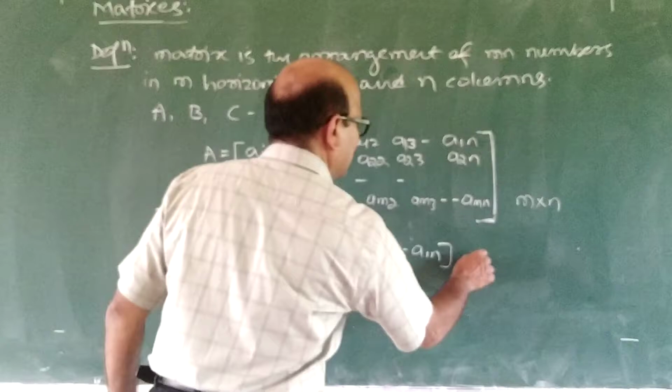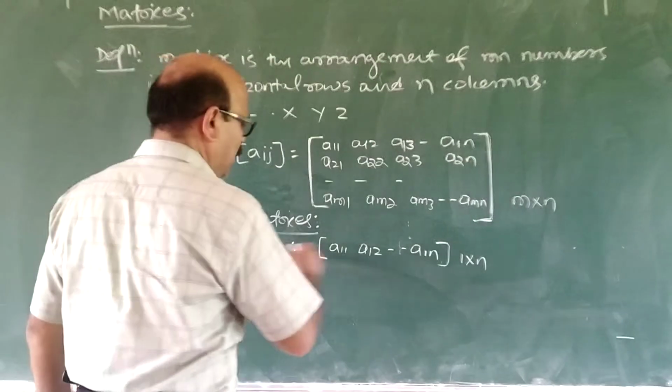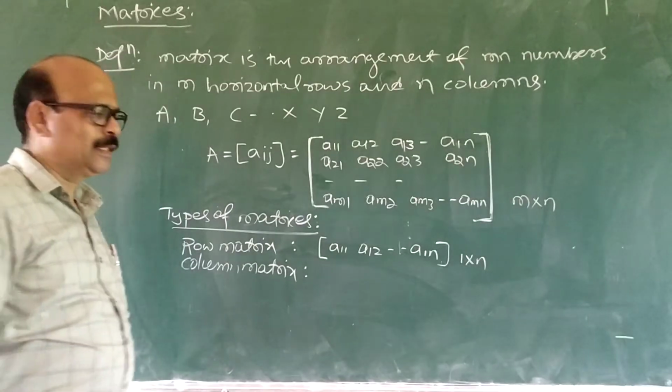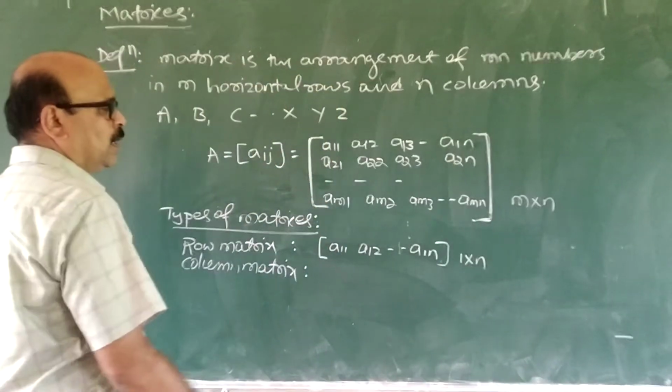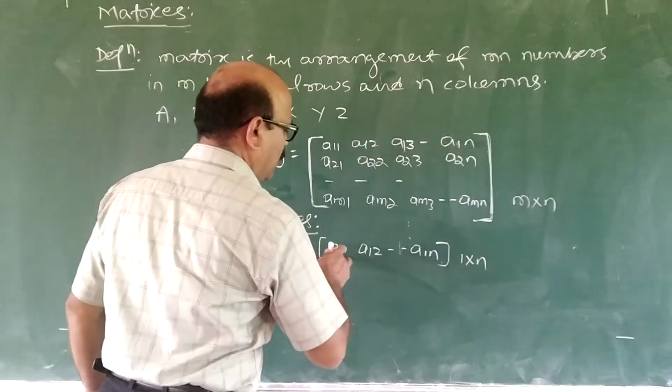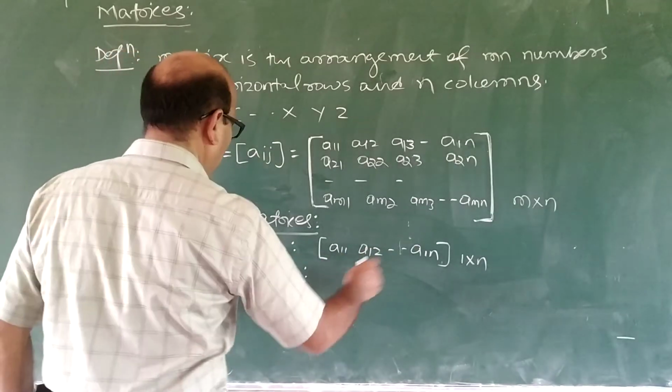What is the order of this? 1 by n. Therefore, the order of a row matrix is always of the 1 by n form. n is the number of columns. It may have different numbers of columns, but the row is only single.